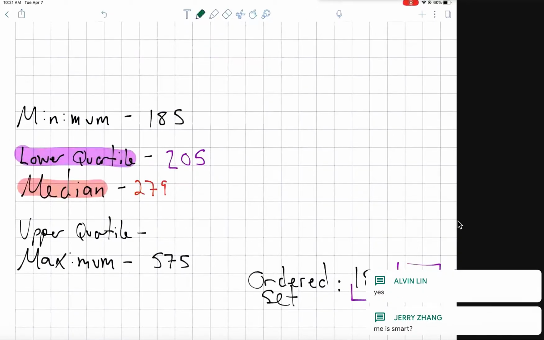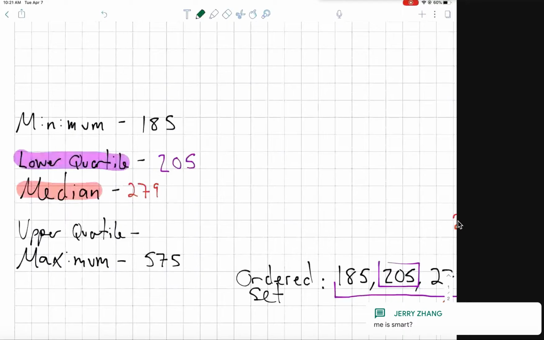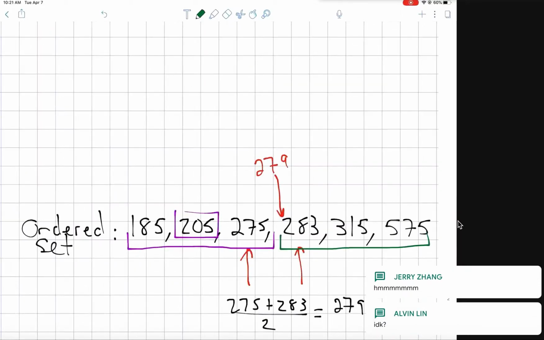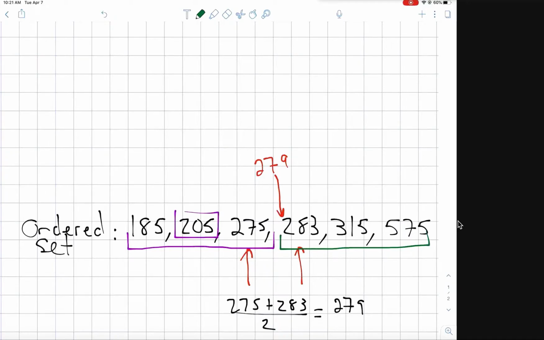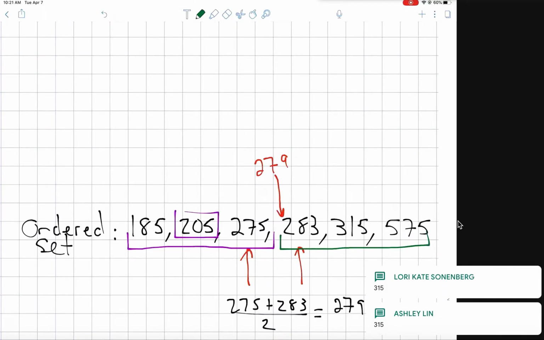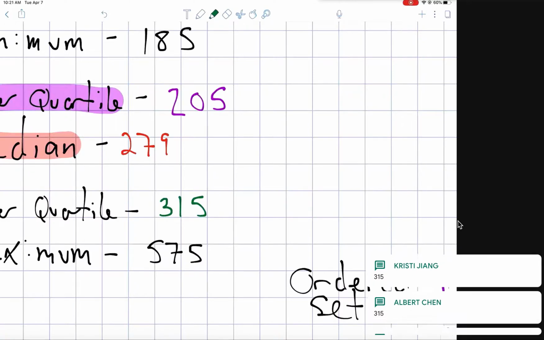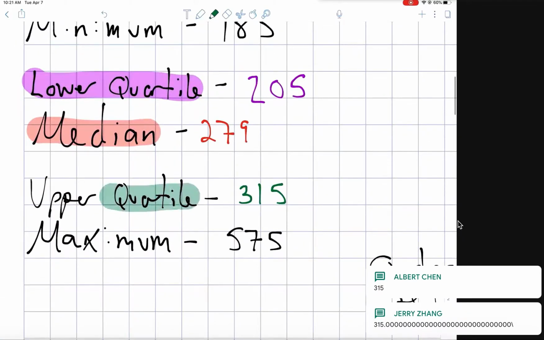And now let's do the same thing for the upper quartile. We look at the upper half of the data, and we look for the number in the middle of the upper half of the data. I'm seeing people say 315. 315. Great. Now what do we do?